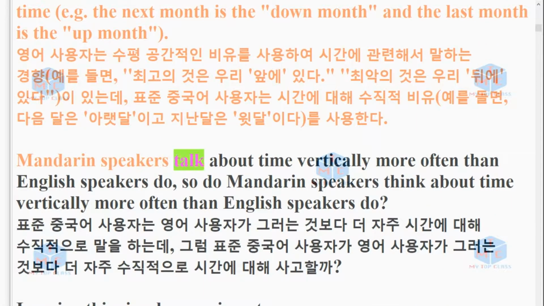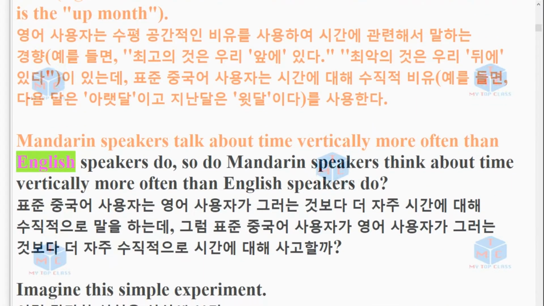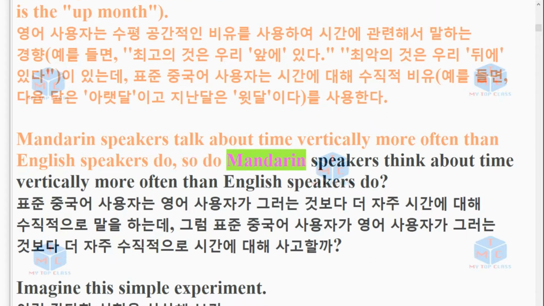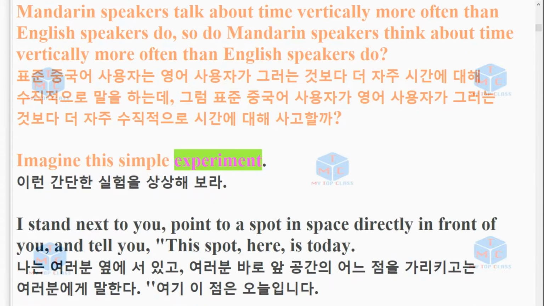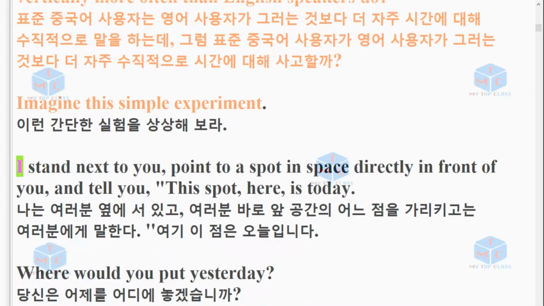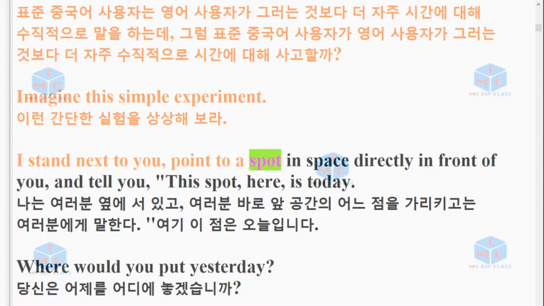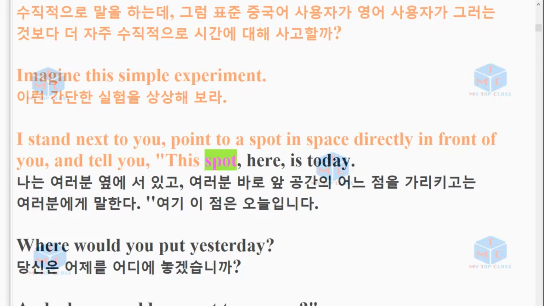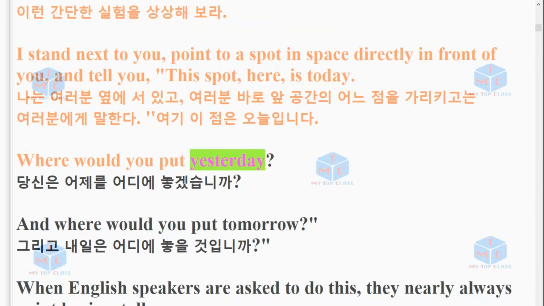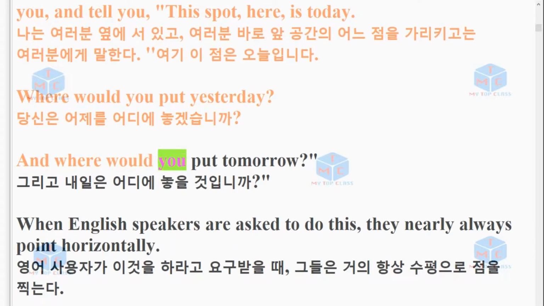Mandarin speakers talk about time vertically more often than English speakers do, so do Mandarin speakers think about time vertically more often than English speakers do? Imagine this simple experiment. I stand next to you, point to a spot in space directly in front of you, and tell you, this spot, here, is today. Where would you put yesterday? And where would you put tomorrow?